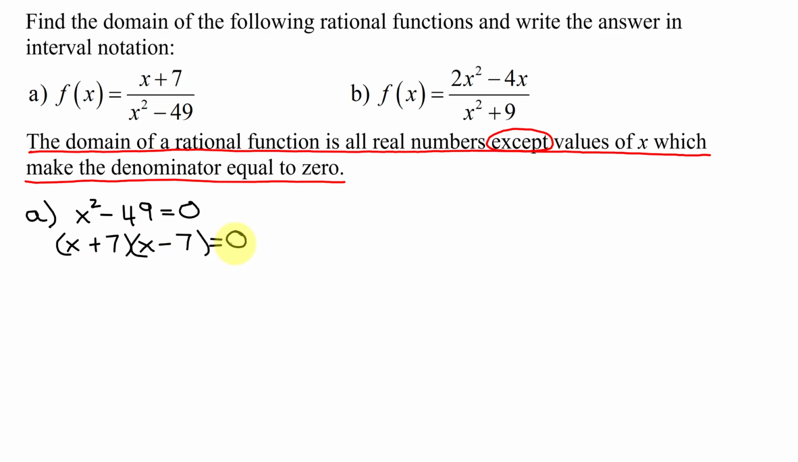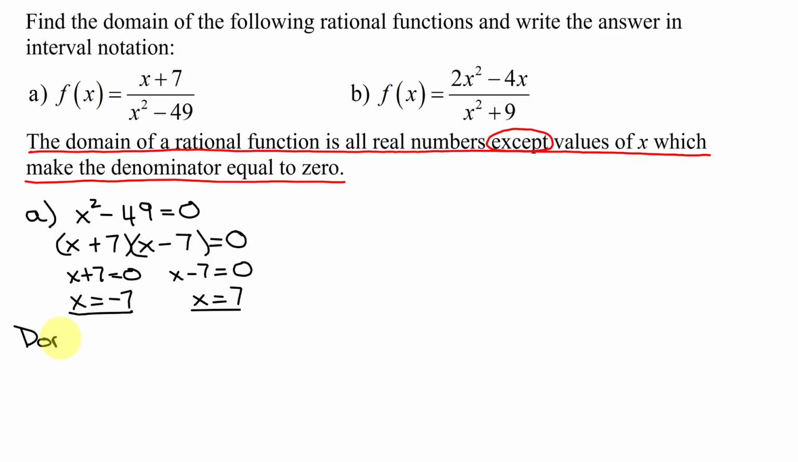Two factors multiplied together equals 0. Set each of them equal to 0. So I have x plus 7 equals 0 and x minus 7 equals 0. The first one, subtract 7 from both sides, you get x equals negative 7. The second one, add 7 to both sides, you get x equals positive 7. So these are the two values that I'm going to have to exclude from the domain.